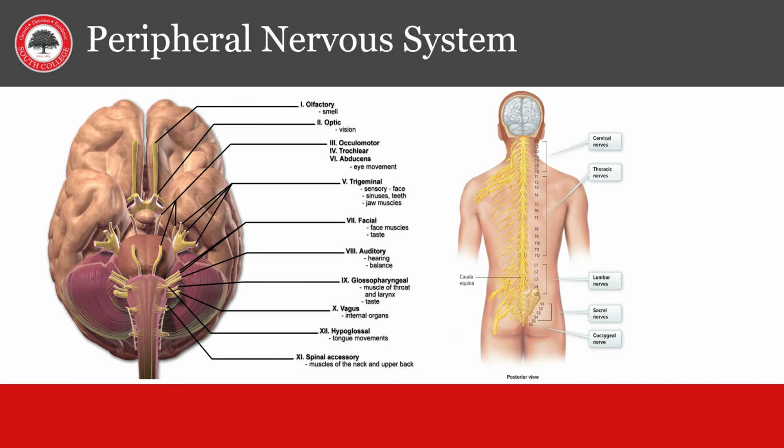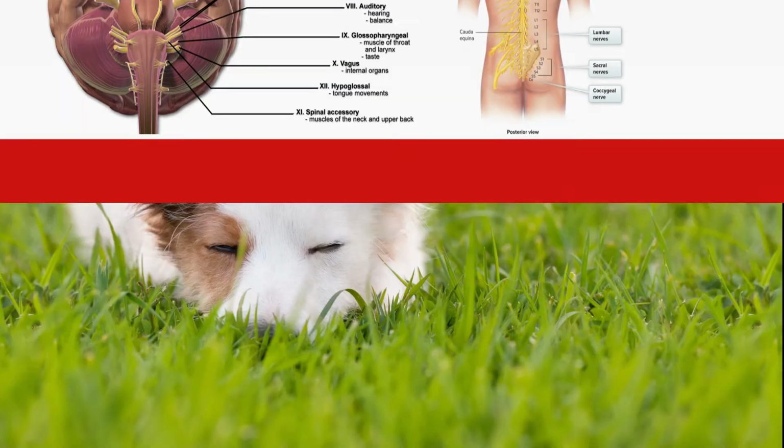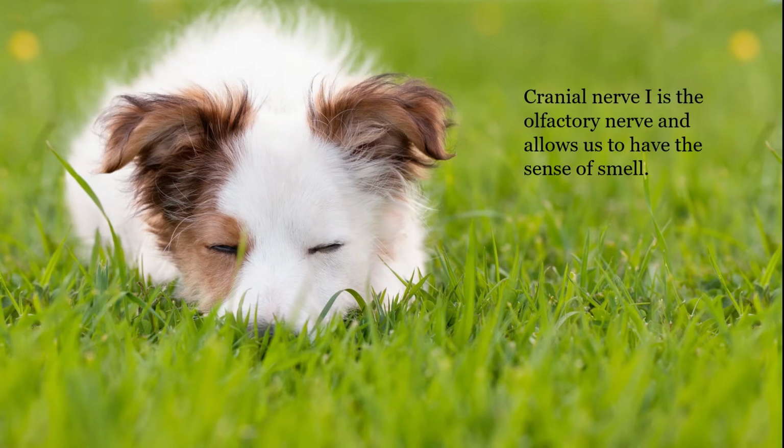Now let's look at the cranial nerves in more detail. Cranial nerve 1 is the olfactory nerve, and this is for our sense of smell.